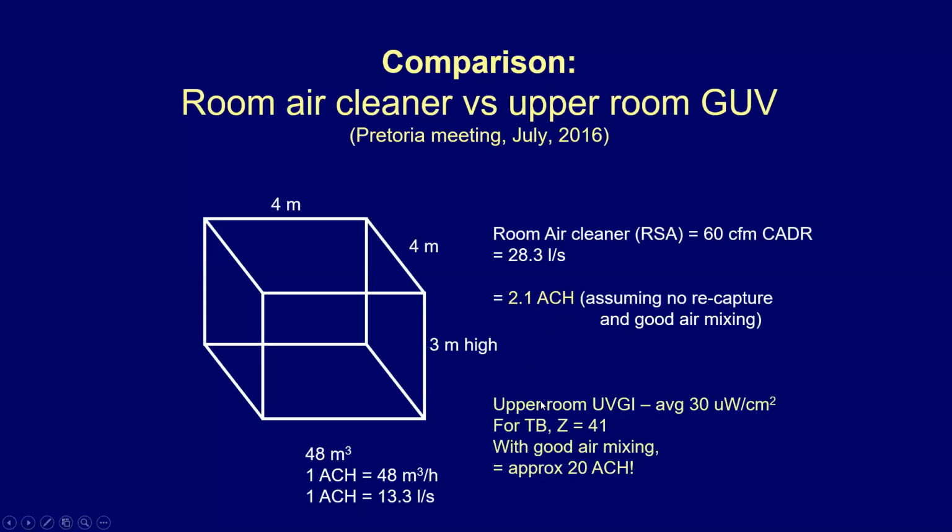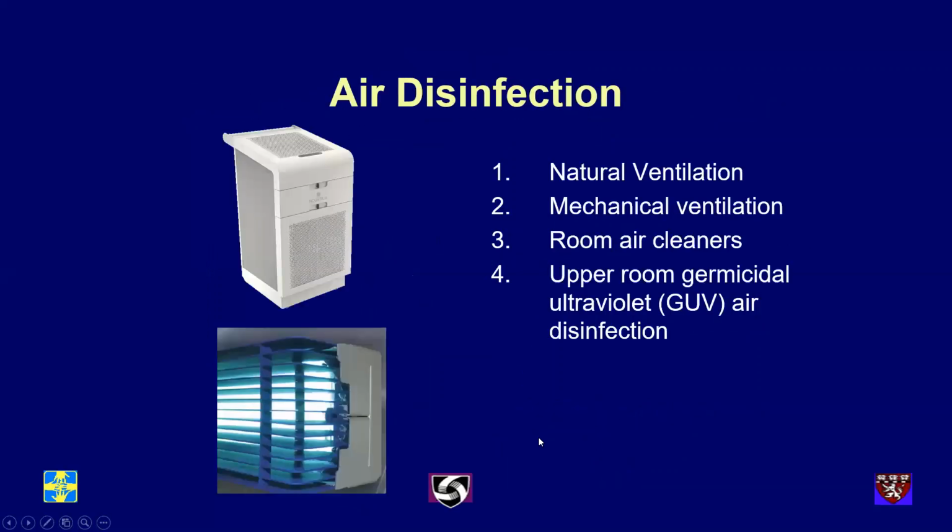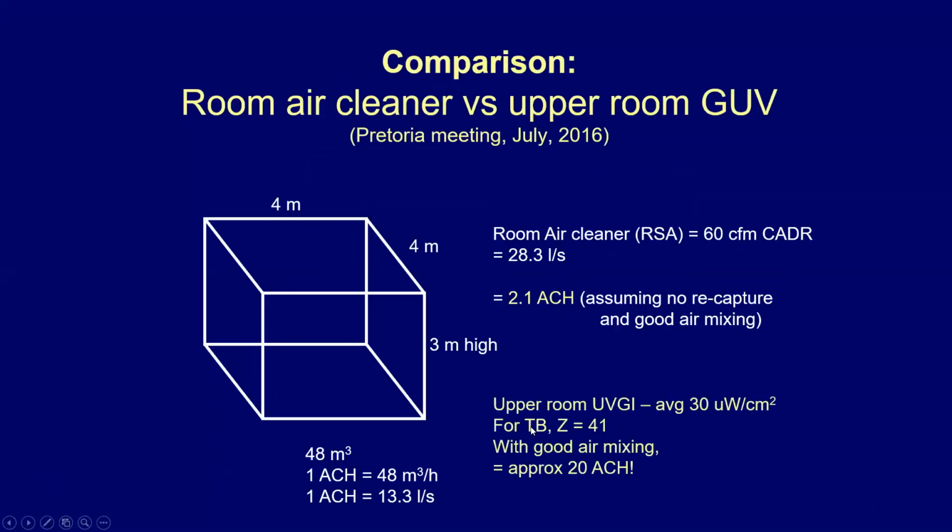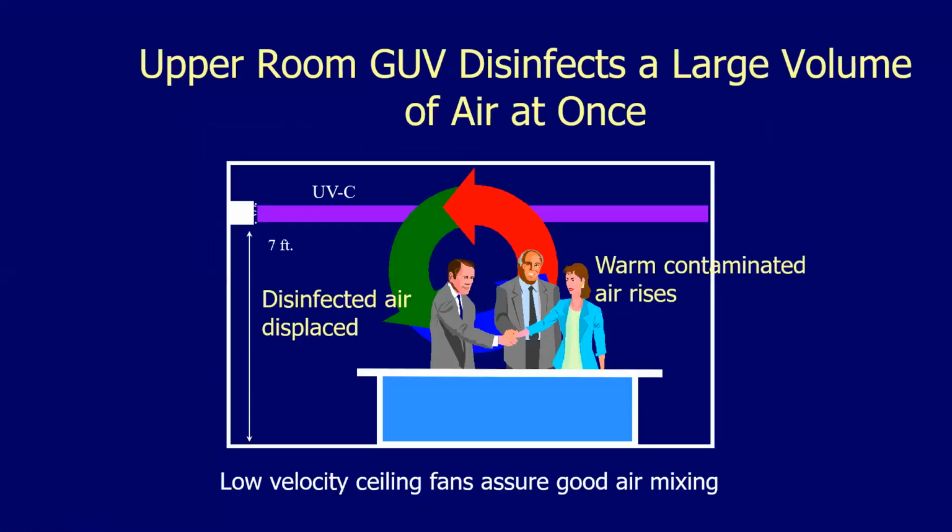If we put an upper room UV light in that room and did it properly, in the same room, we would produce the equivalent of approximately 20 to 24 equivalent air changes. Much more than you can do with an air cleaner. You'd have to put 10 air cleaners in that room to achieve that, which is absurd, and it's comparable to what you can get with outside ventilation if the air is moving outside.